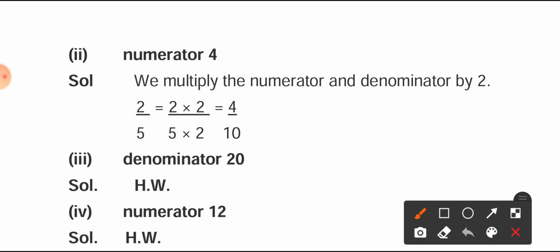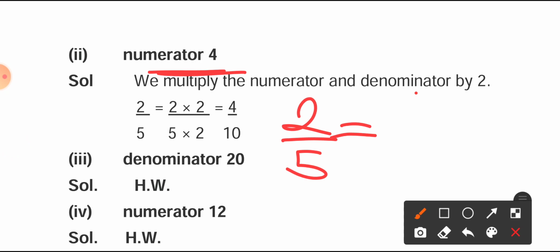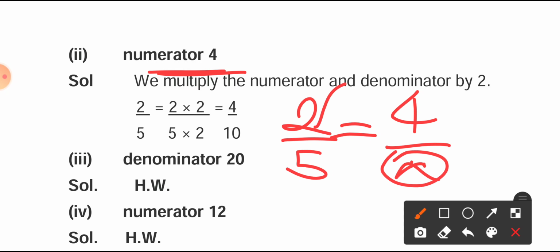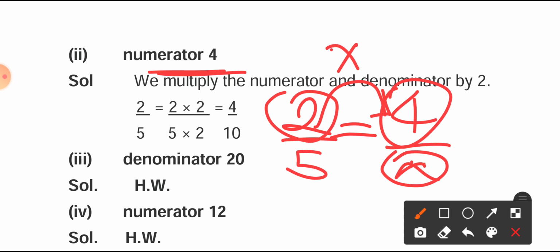In the second one, the numerator is given as 4. 2 by 5 is already given, the numerator is 4, and the denominator we have to find. So 2 into by which number? Here the greater number is given and here the smaller number. It means we have to multiply only. So by which number do we multiply?